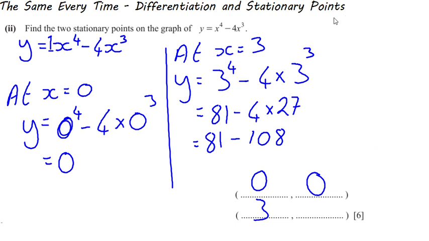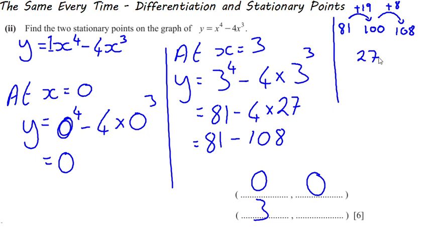So 81 minus 108. So let's see, if I start at 81, what do I need to add to get myself to 100? If I add 19, I get to 100, don't I? And then add another 8, and I get to 108. So the difference between 81 and 108 is going to be 19 plus 8, which is 27. And 108 is bigger than 81, so I'm going to get a negative number here. 81 take away 108, negative 27.